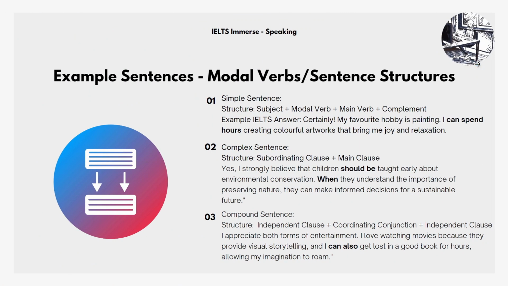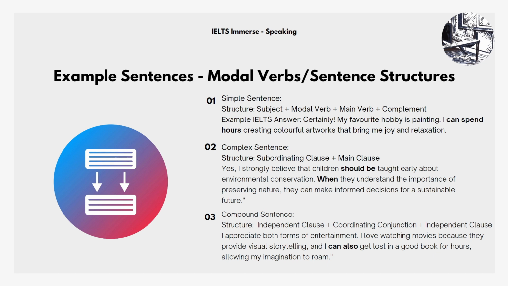So I've put these together, modal verbs and sentence structure. Please take note of everything you see on your screen now. What is a simple sentence structure? What is a complex sentence structure? And what is a compound sentence structure? There are maybe some terms on your screen that I will help explain to you now. So: subject, modal verb, main verb, complement.